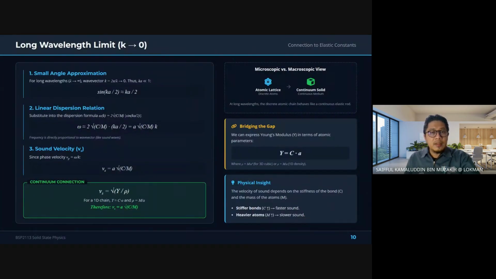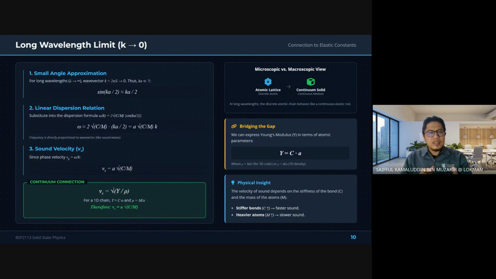Now this one, we focus on the long wavelength limit. Long wavelength limit means k approaches 0. Okay, from the gamma point, it moves left or right, and the k is close to 0. Right. So this means the wavelength is much larger than the spacing between the atoms. In that situation, the crystal starts to behave more like a continuous solid instead of a collection of separate atoms.